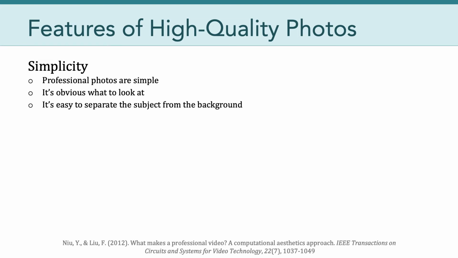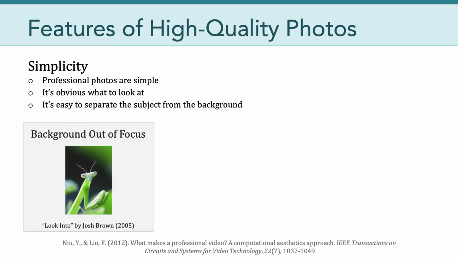So how do we separate the subject of a photo from its background? Well, one way to do that is to change the focus. So you can see here with this picture of the praying mantis, the photographer has changed the lens aperture so that the background is blurred out, but the subject, the praying mantis, is actually very much in focus. So that's one way to bring about simplicity and to tell the viewer what's important to see.